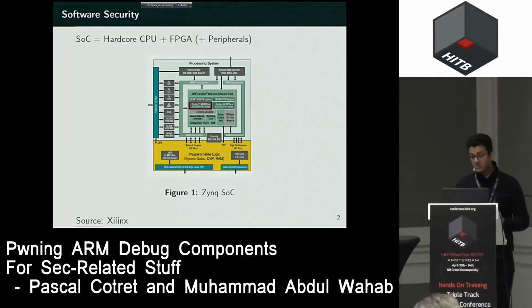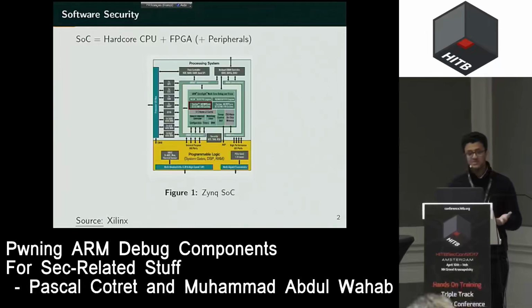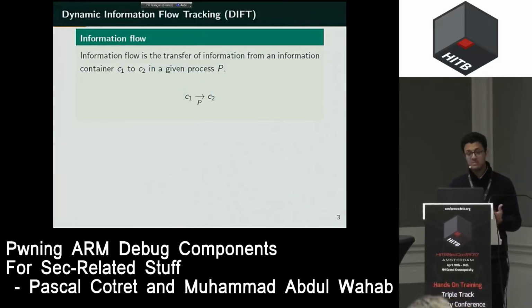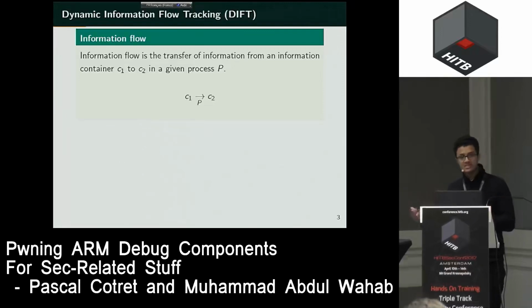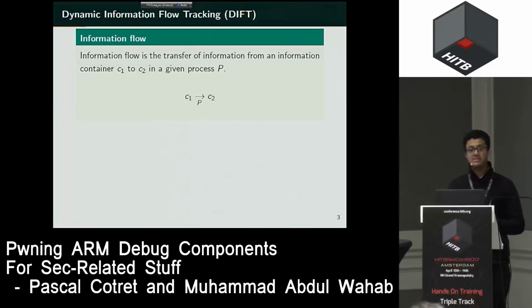And how are we going to prevent software security attacks? It is by implementing dynamic information flow tracking. So what is an information flow to start with? An information flow is a transfer of information between 2 information containers. Depending on which level we are looking at, at the low level, information containers can be registers, memory addresses. At the application level, they can be variables, constants. At the operating system level, they can be files.